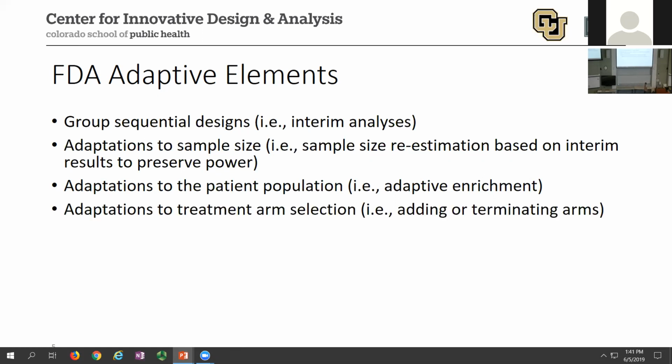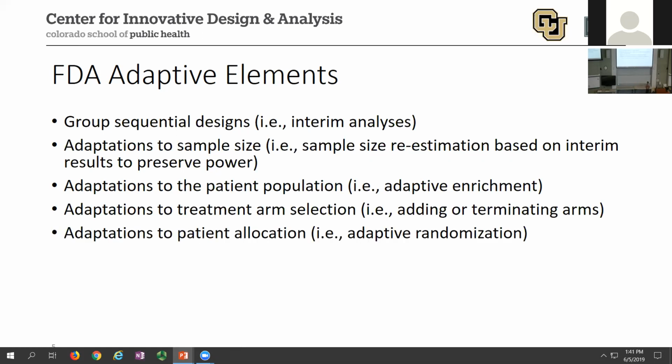There's also adaptations to treatment arm selection. So this idea that we could potentially add or terminate arms as the trial's going on. So rather than starting with some set number of interventions, we can flexibly remove or incorporate new ones as the trial moves forward. Another really popular area that we'll discuss briefly is adaptations to patient allocation or adaptive randomization, where we actually can allocate people differently than we might have planned at the start of a study.